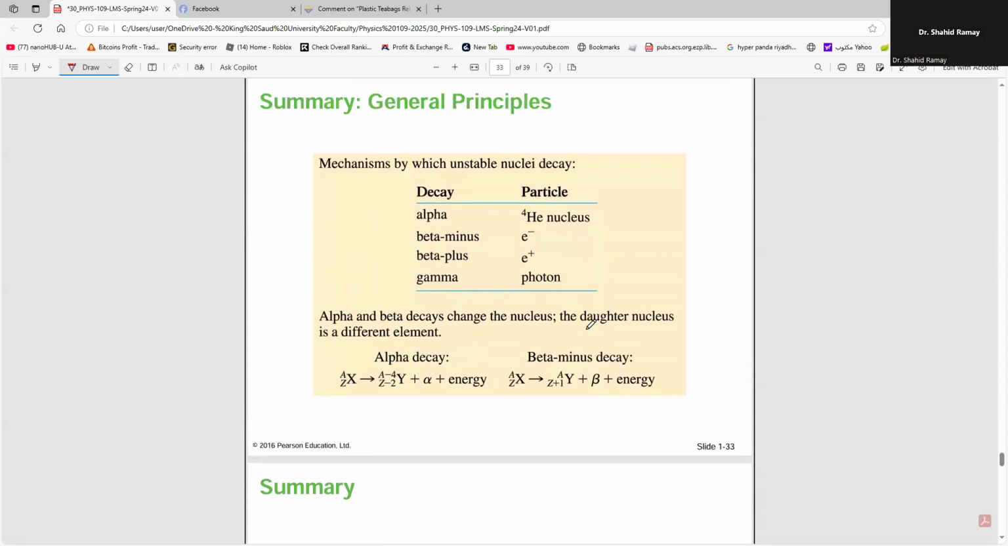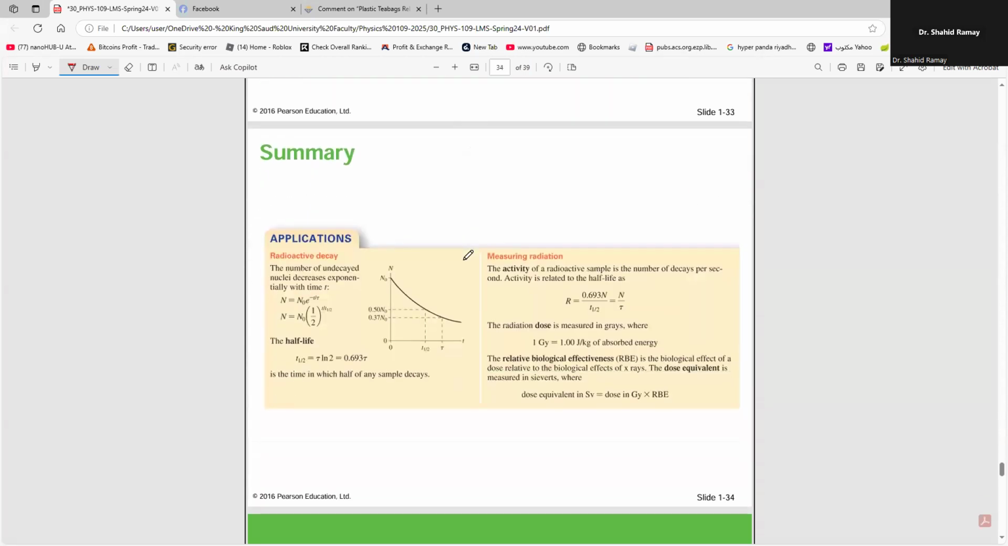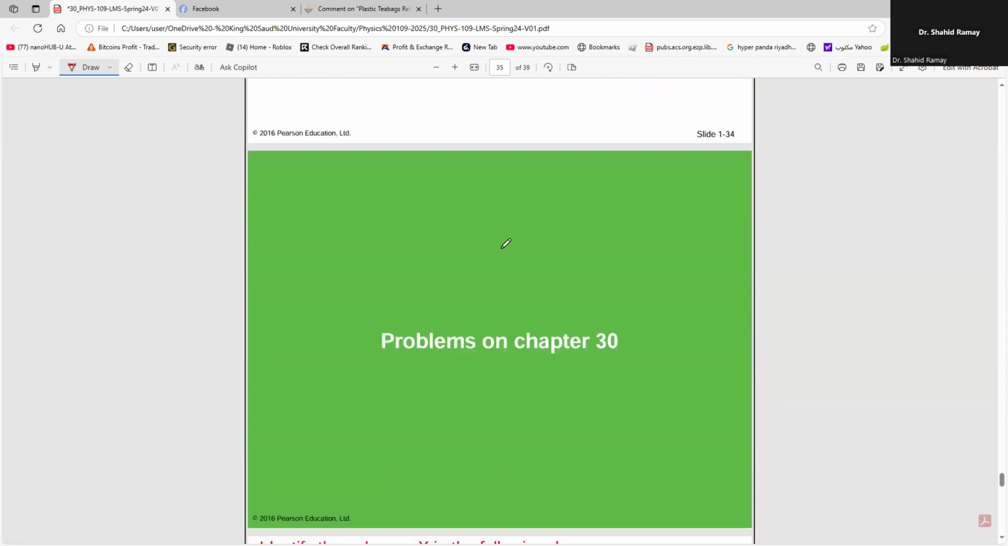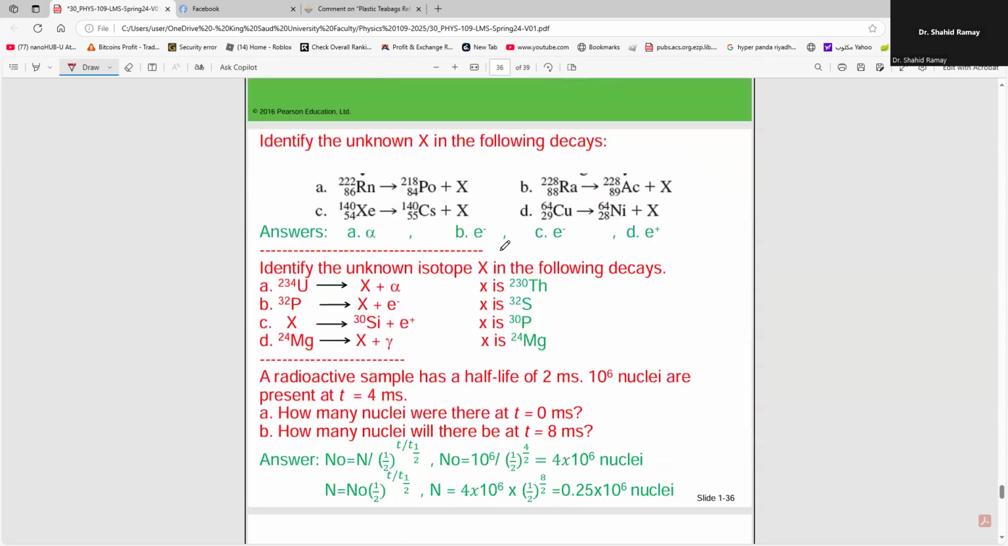Okay. After this, the general principle of this one. We have already discussed alpha decay and beta decay, plus and minus. So these are the problems. Again, you can see: identify the unknown x in the following decays.